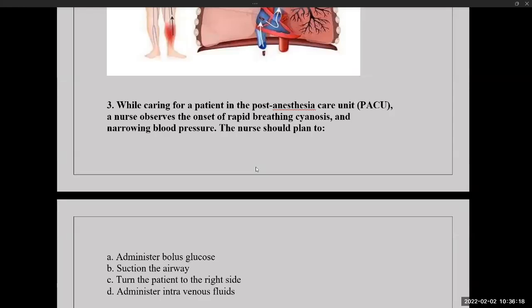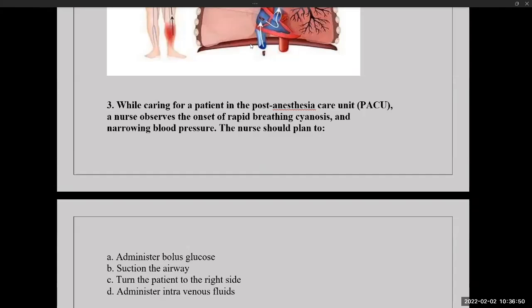See, I will help you to remove the wrong answers. Administer bolus glucose is not required in this situation, so A can be removed. Administer IV fluids is not recommended, so that can be removed. Turn the client to the right side is a wrong thing. So A can be removed and C can be removed. Then what is the answer?